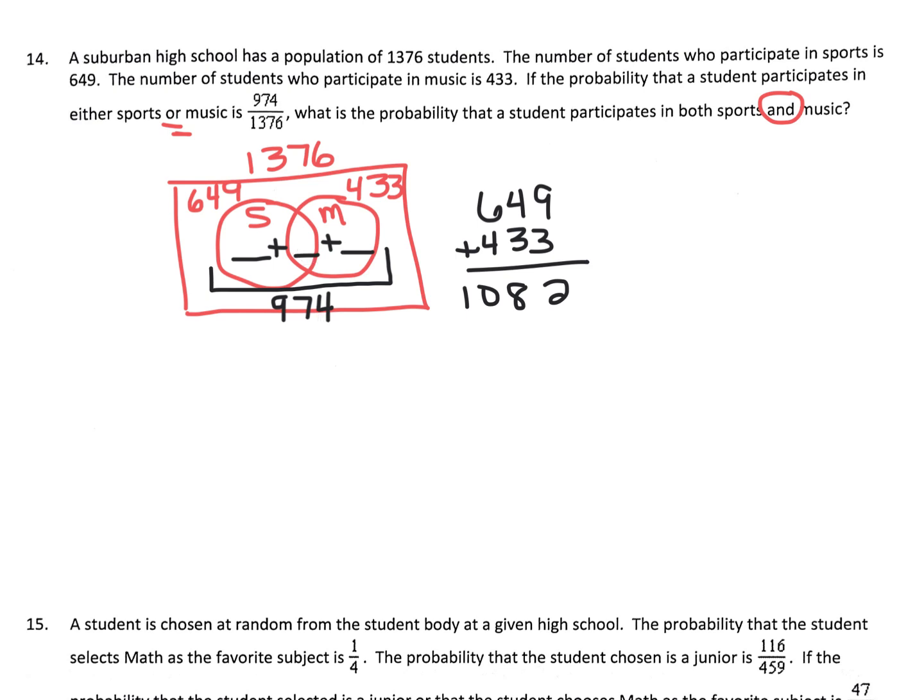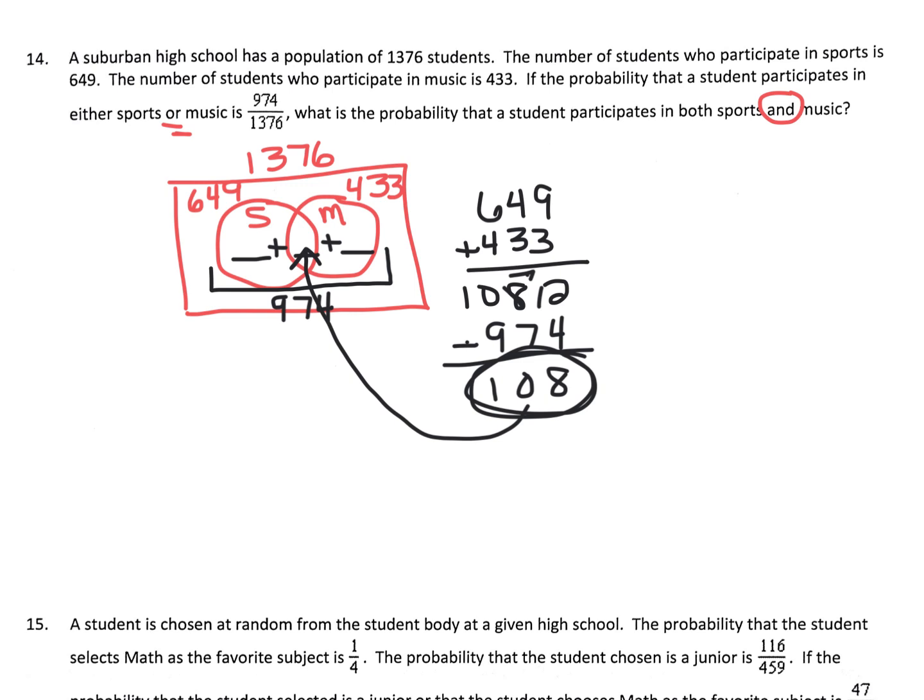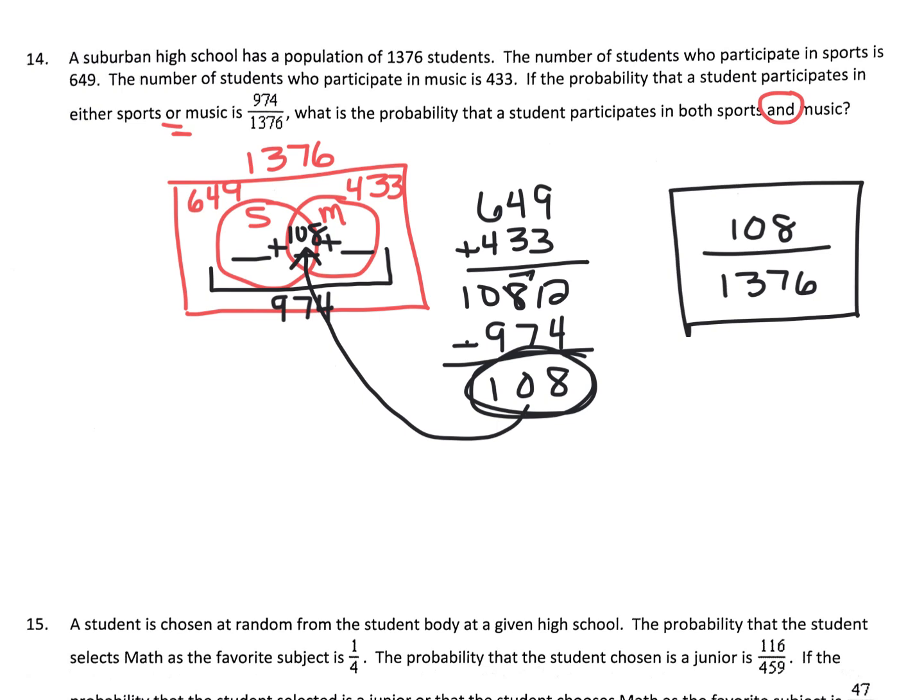So if we want to figure out how far above it, let's just subtract 974 from it. So we get 108. What that means is this is the number that was accounted for twice. That's our and. Now, they want to know what is the probability that a student participates in both sports and music. Probability we know is a fraction. So there are a total of 108 who are in both over the 1,376 students altogether.